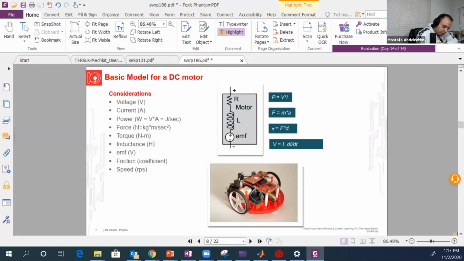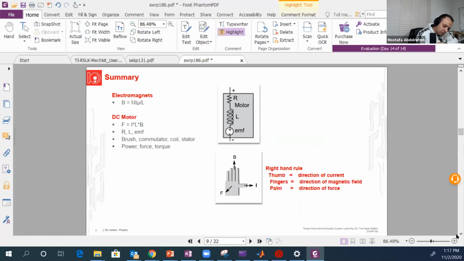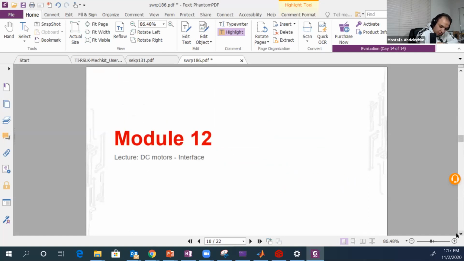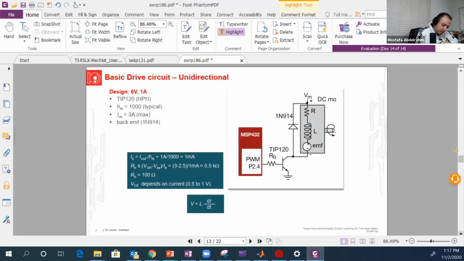Okay, just some summary of what we have taken. What? I'm going up or down? Oh, yes.